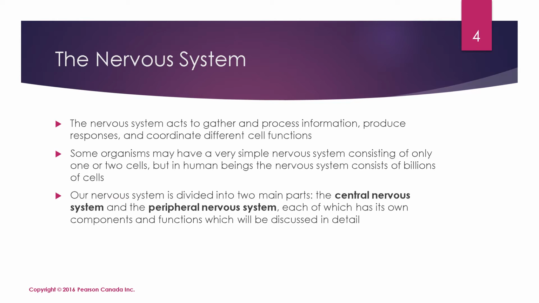Our nervous system is divided into 2 main parts. We have our central nervous system, which goes directly down the center of our body, as you'll see in a second, and our peripheral nervous system, which, as the name implies, is on the outer edges. So it's what spreads out from that central nervous system and connects to the rest of our body. Each of these components has its own different areas as well as functions, which we will discuss in detail.